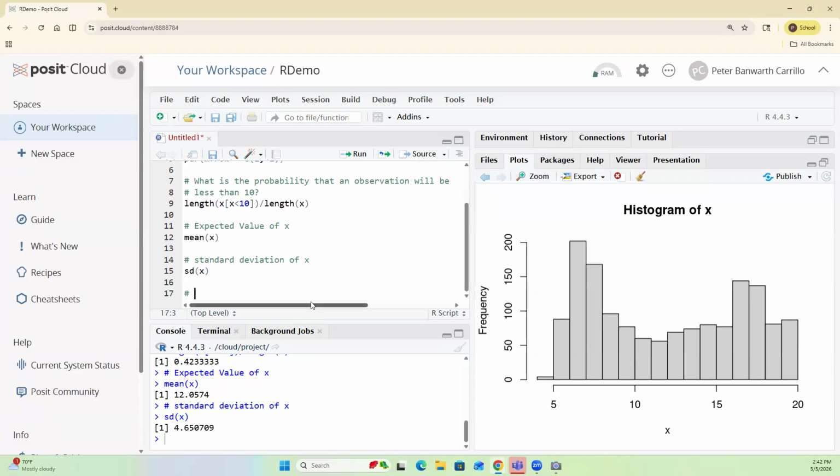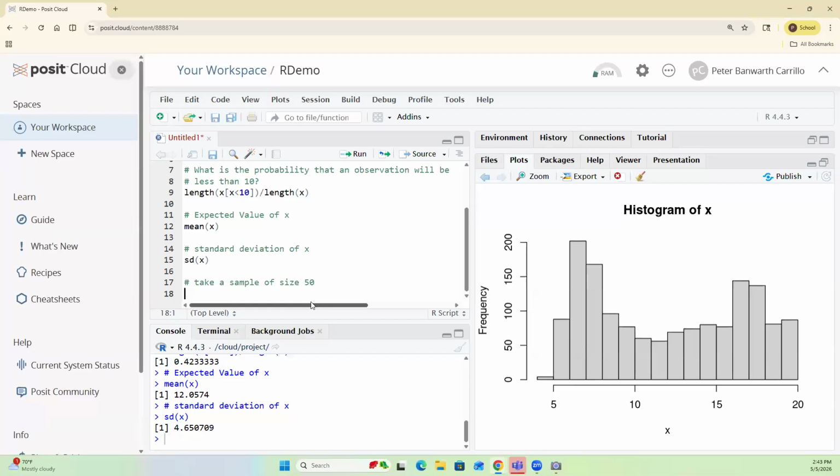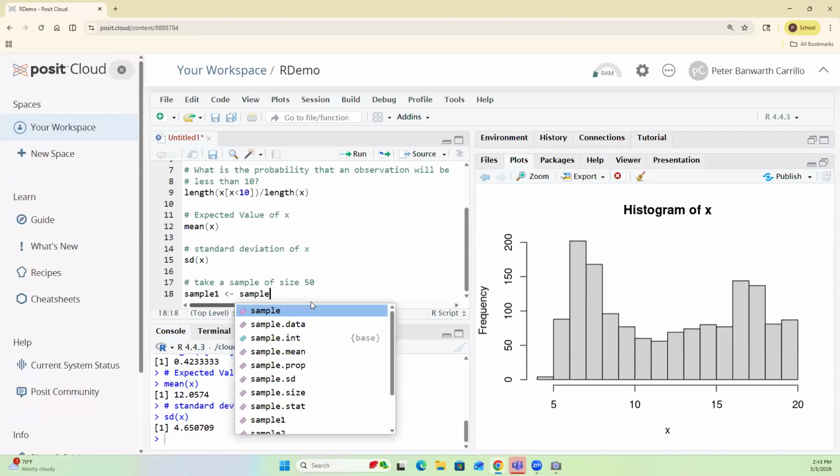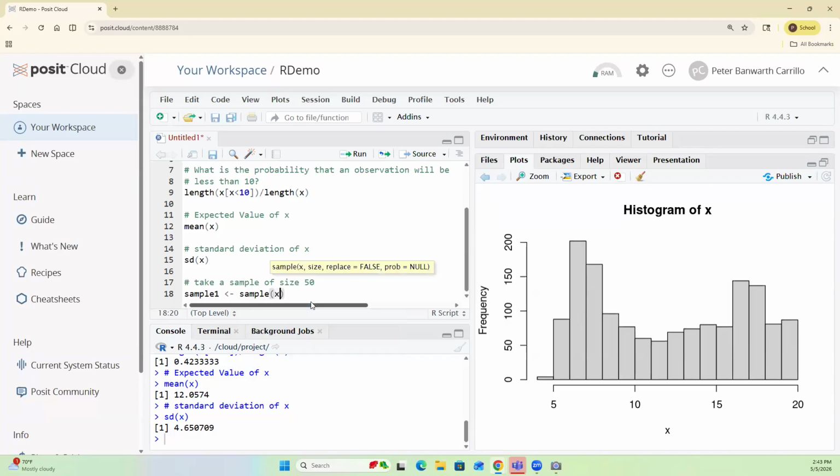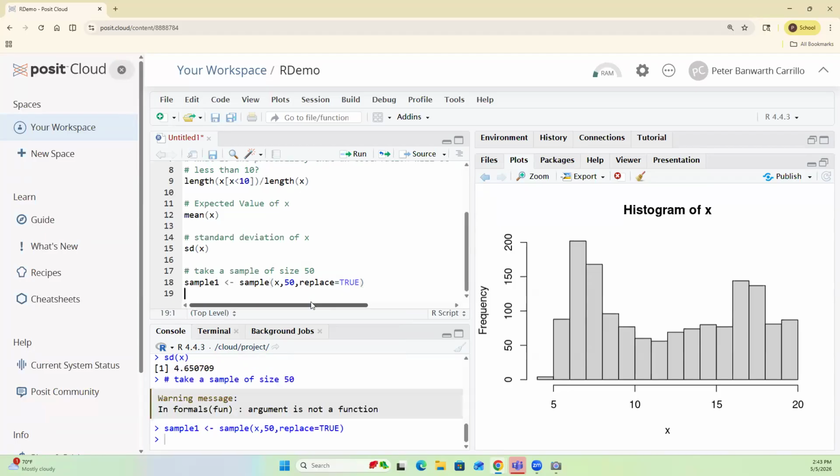Now let's create a sample. Let's take a sample of size, I want this to work better, so I'm going to do 50 instead of 30. More data is always better. And it's very straightforward in R. You just say, I want you to sample it, and then you tell it what to sample and how many times to sample. R defaults to not replacing, but if we're treating this as a probability distribution, we do want to replace because we treat it as if the same observation can happen more than once.